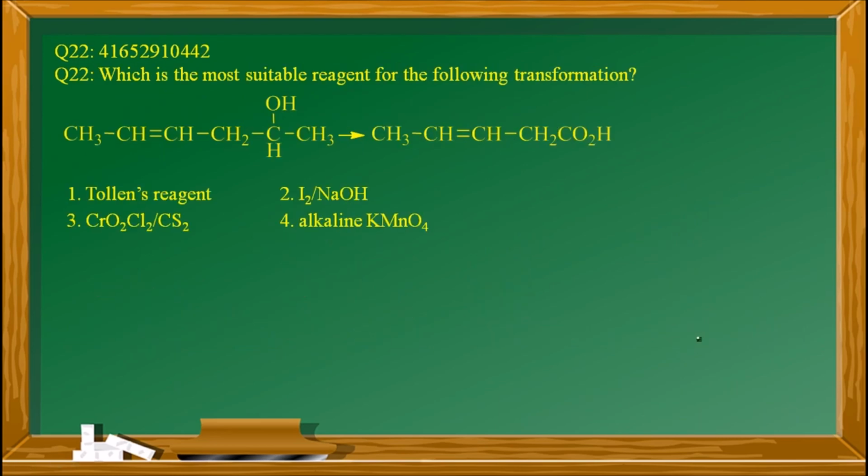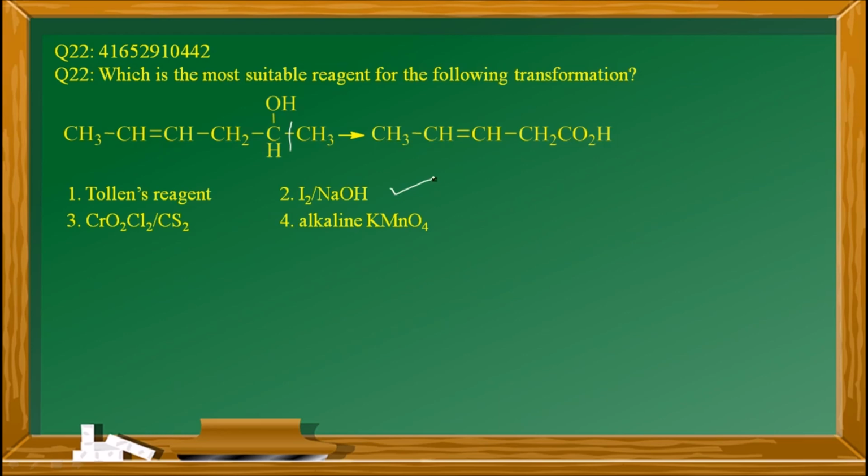Next, question number 22. Which is the most suitable reagent for the following transformation? Let us see. 1, 2, 3, 4, 5, 6. 6 carbons to 1, 2, 3, 4, 5. So 1 carbon less, that means this is going to be cleaved and the alcohol is going to become an acid. What is the transformation? Tollens reagent? No, friends. Ammoniacal silver nitrate? No. Iodine and sodium hydroxide? Yes.